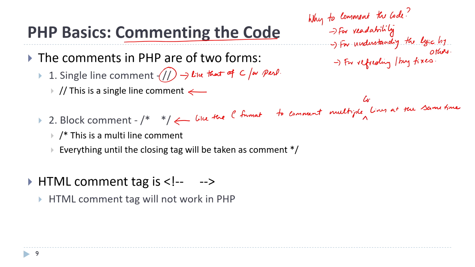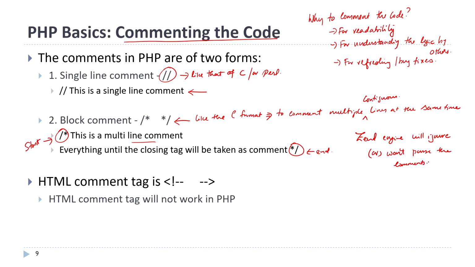Multiple contiguous lines at the same time. So, this large set of lines is a multi-line comment. Everything within the start and end, so this is the start and this is the end, everything within this will be taken as the comment, and so the Zend engine will ignore it or won't parse the comments.